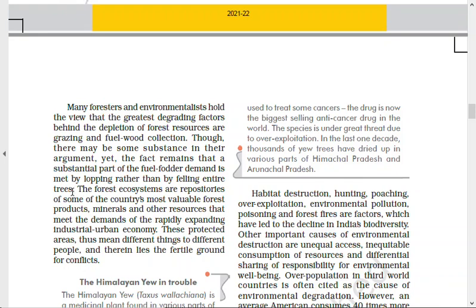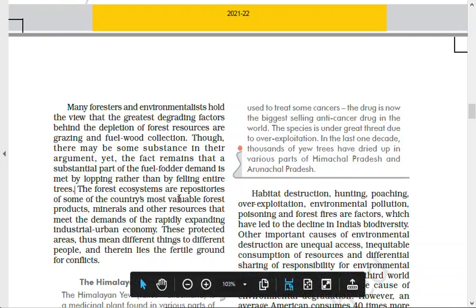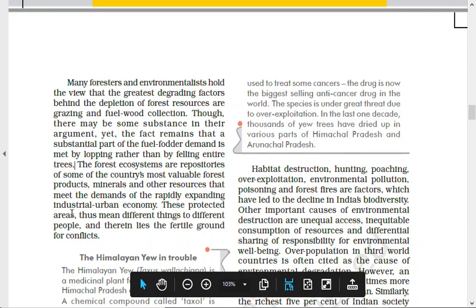So this argument does not hold much here. Okay, but anyway, this is also one of the reasons. The forest ecosystem was a repository of some of the country's most valuable forest products, minerals and other resources that met the demand of the rapidly expanding industrial urban economy. These protected areas thus mean different things to different people, and therein lies the fertile ground of conflicts.